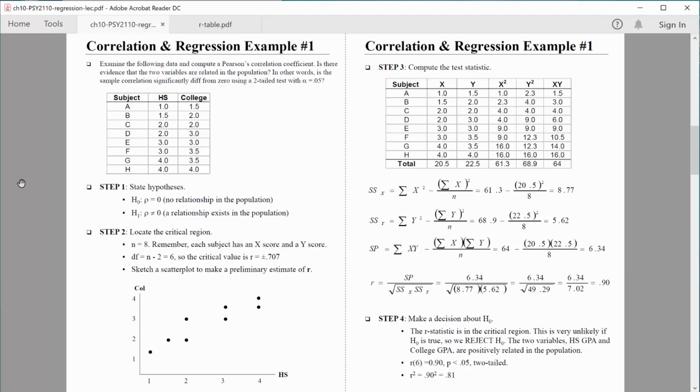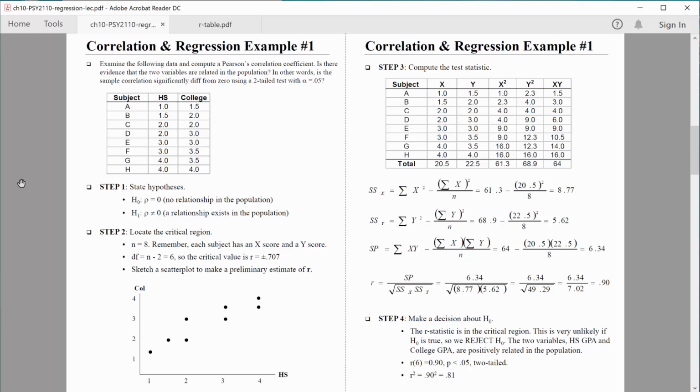It says, examine the following data and compute a Pearson's correlation coefficient. Is there evidence the two variables are related in the population? In other words, is the sample correlation significantly different from zero using a two-tailed test and an alpha of 0.05? All right, we've used high school GPA and college GPA in the past. We'll use it again. It's just an example because we want to learn how to go through the steps.